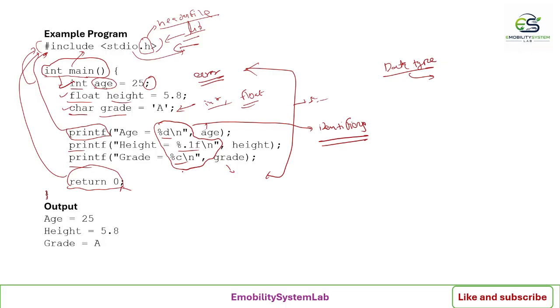If I do not use these identifiers, then I will not get the result on the output. When you are compiling your program, it will throw some errors or it will not give you the output. So that is why we need to use identifiers.